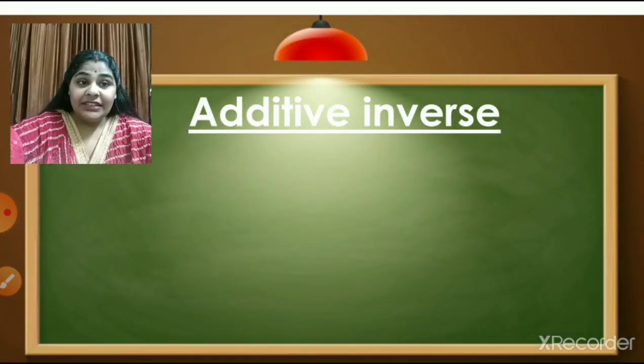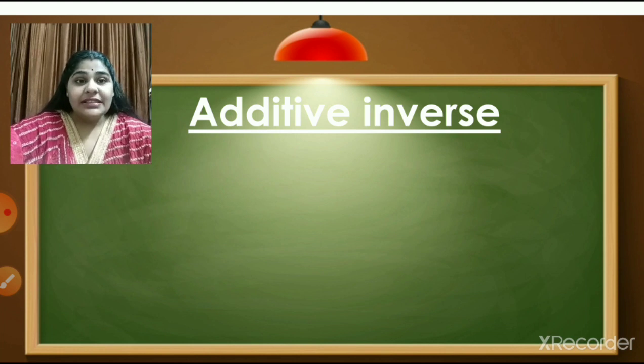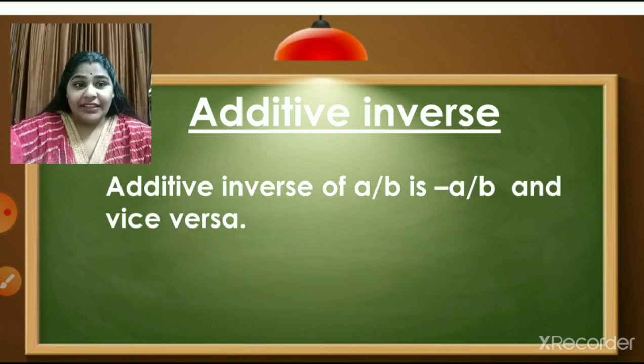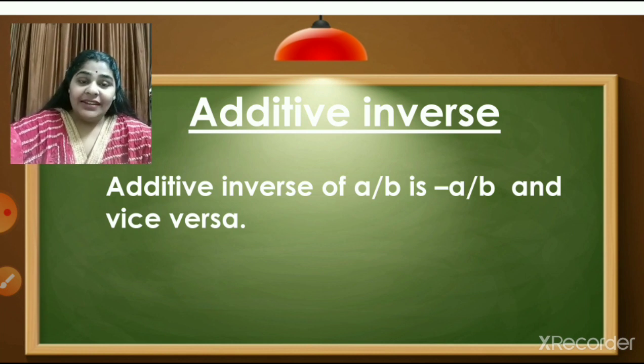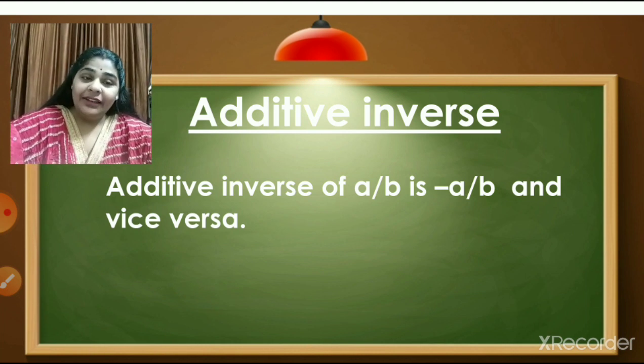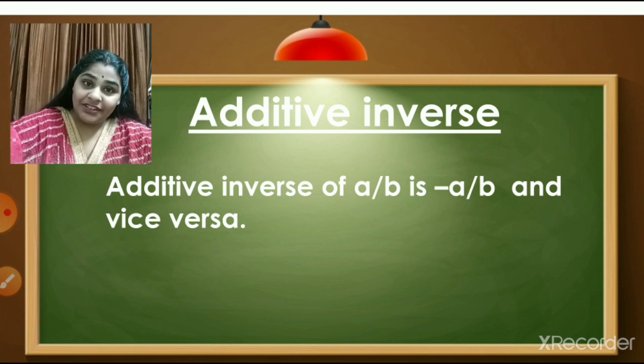Now additive inverse, children, this is very important again. If there is a rational number a upon b, then its additive inverse will be minus a upon b. That is, if a positive rational number is given, its additive inverse will be a negative rational number, and if a negative rational number is given, its additive inverse will be a positive rational number.